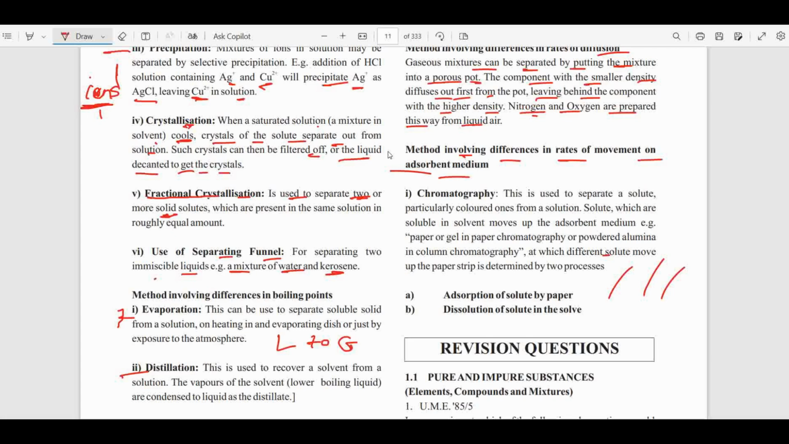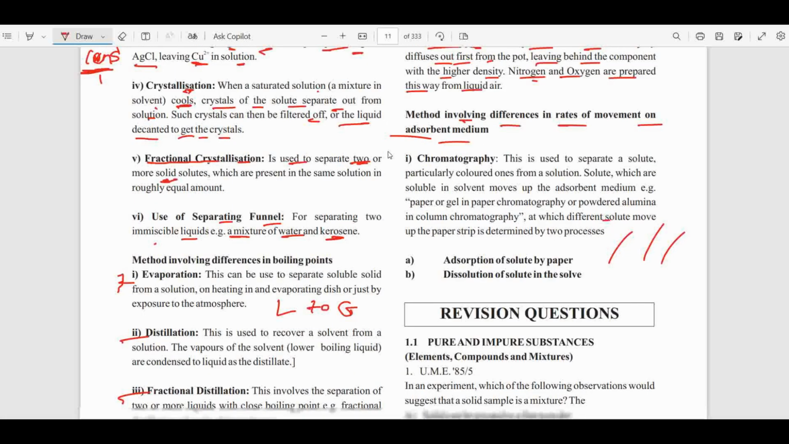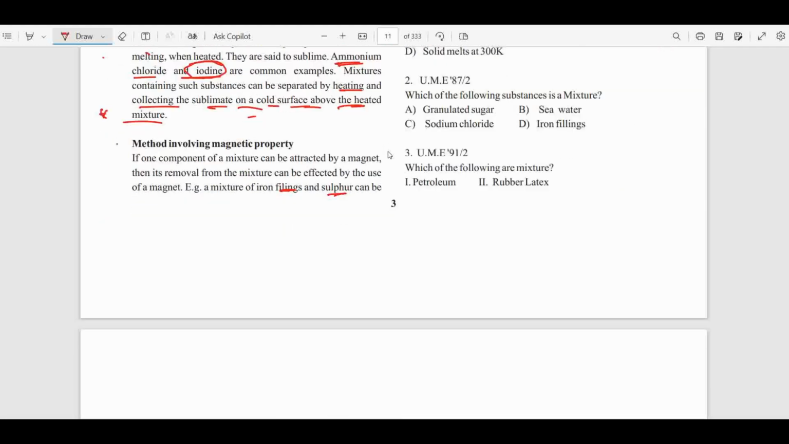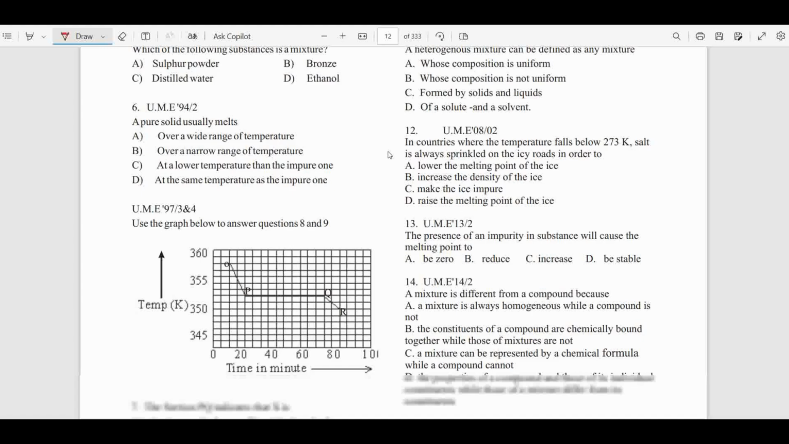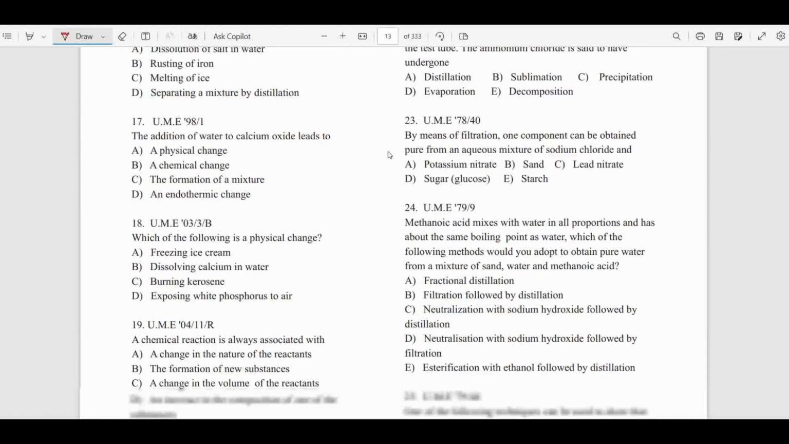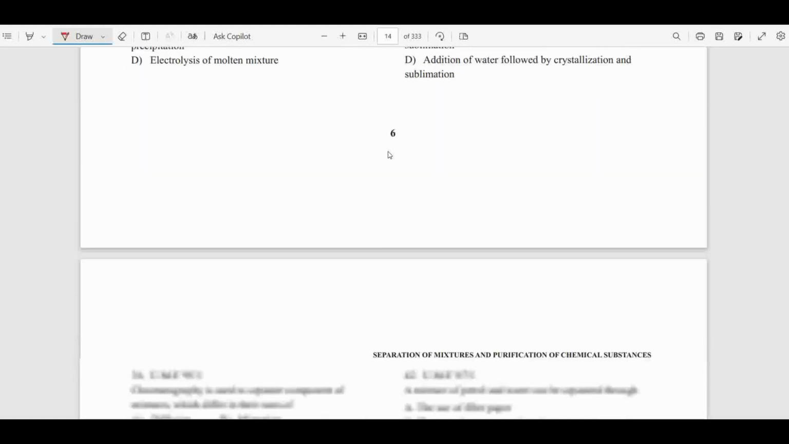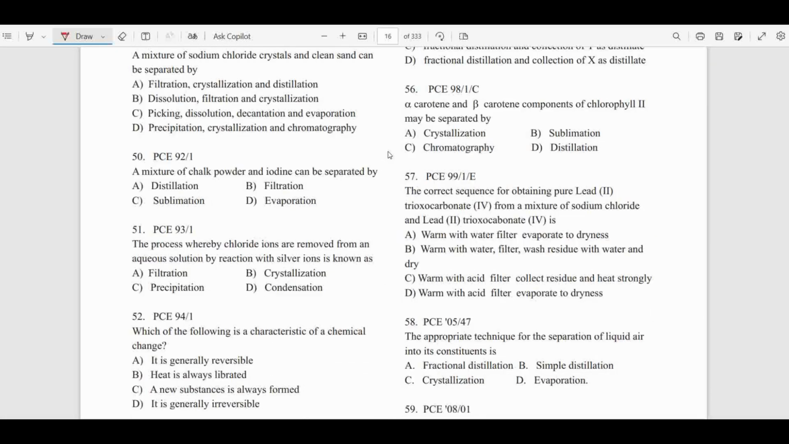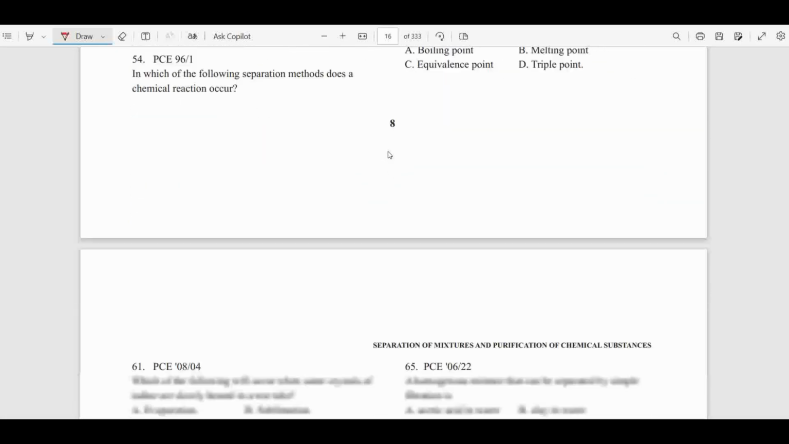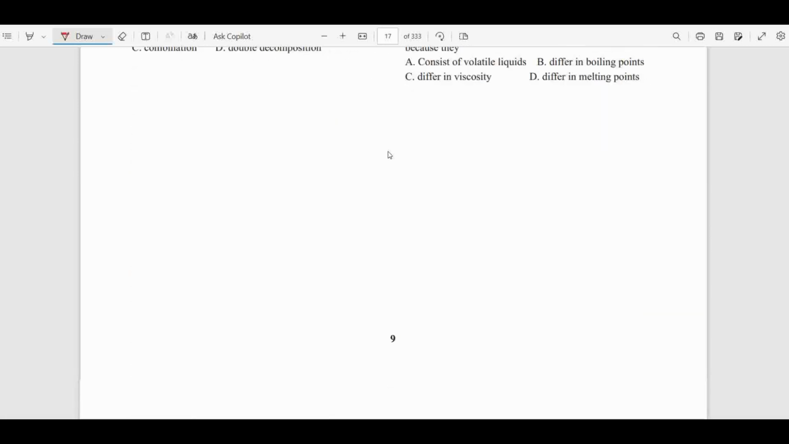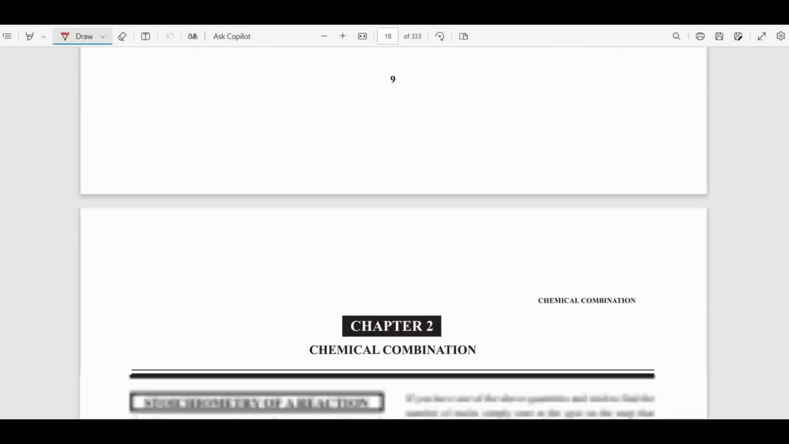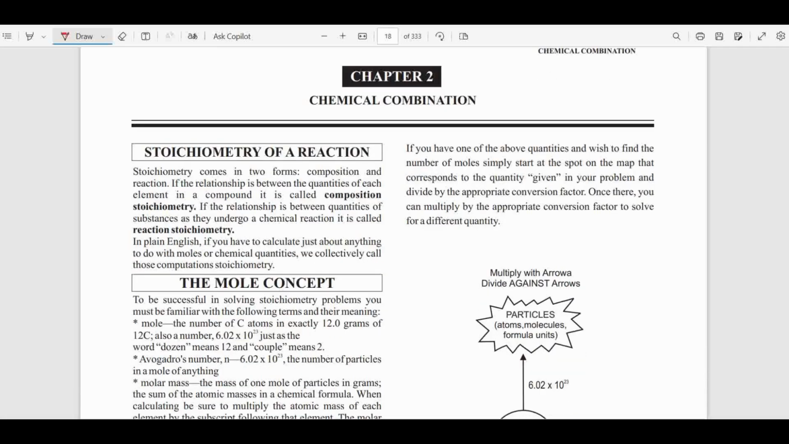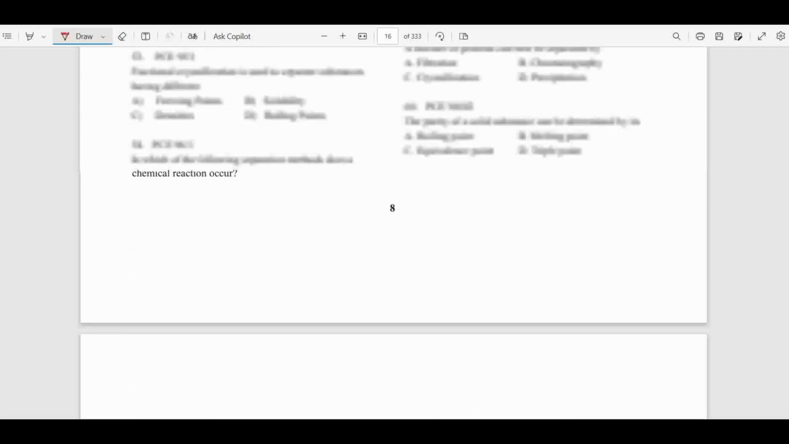In the next video, I'll take some questions and answers in this book, which are from past questions. We'll take some questions and explain their answers. We have a lot of questions to look at. We will then move on to the next chapter, which is the next topic in the syllabus, chemical combination, which is all about stoichiometry, calculations in chemistry.